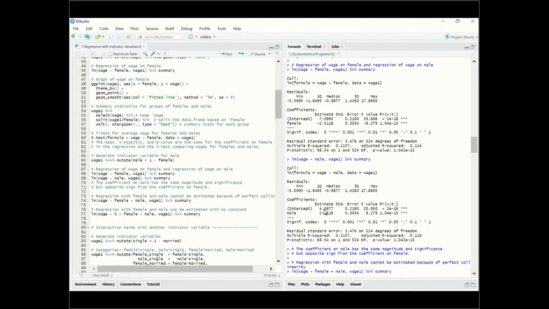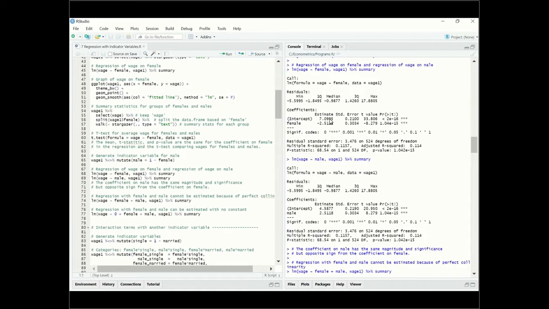Now, this coefficient here is also the average wages for females. Why? Because for females, that male dummy variable would be equal to 0. And therefore, this is the average wage for females. Now, if we want to calculate the average wage for males, male would be equal to 1, so we need to do this number plus this number, which would be exactly the 7.09 that we have here for average salary of males.